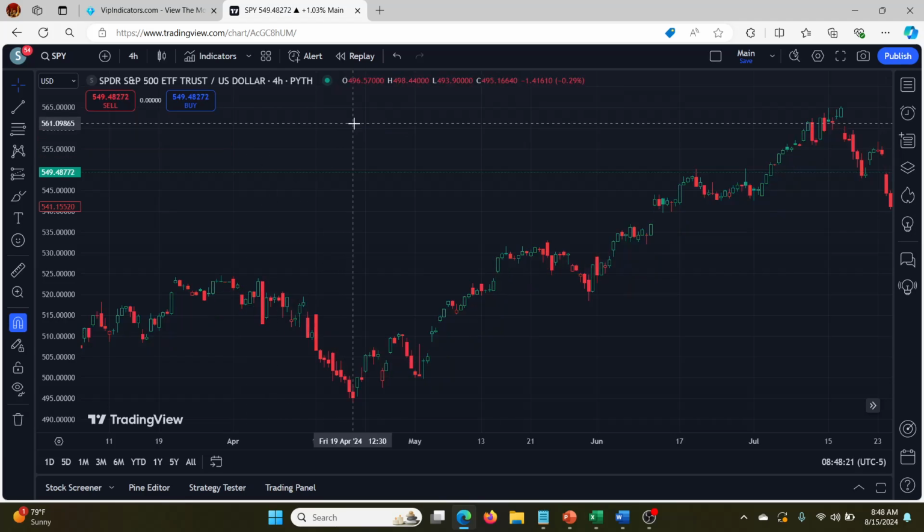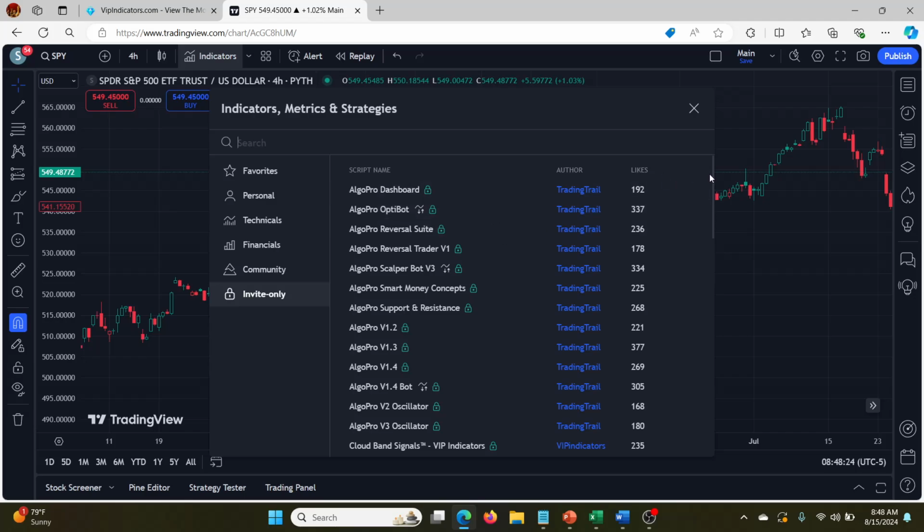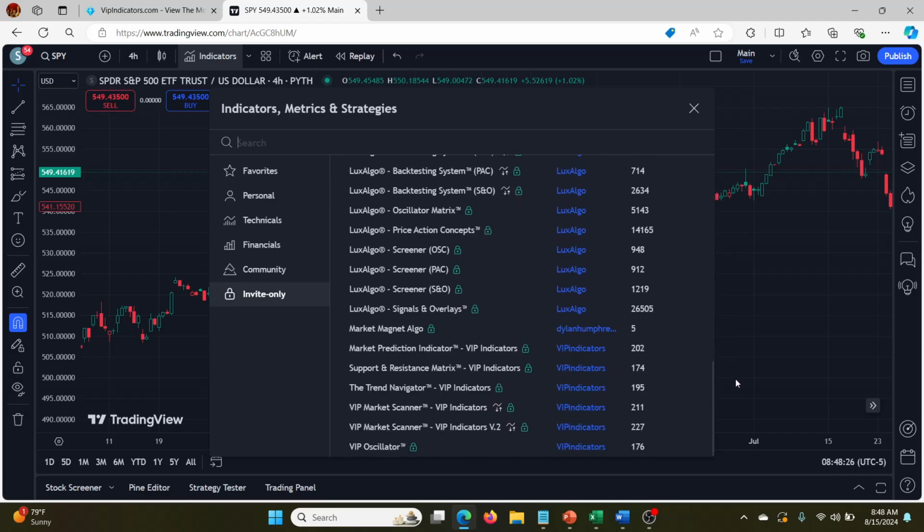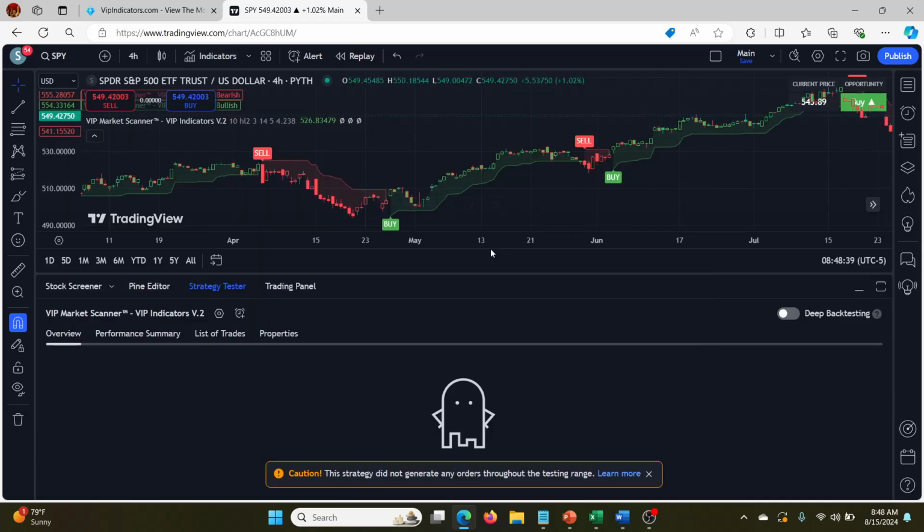They have a version 2 for this, so we go back into here. Here is the version 2, VIP Indicators version 2. It doesn't have a backtesting part to it though, which is a bit annoying. And the signals look kind of similar, kind of noisy, so let's take a quick look at that while we're waiting for SPY to do stuff.